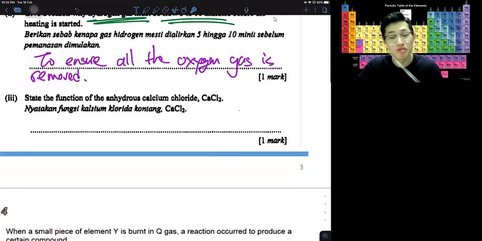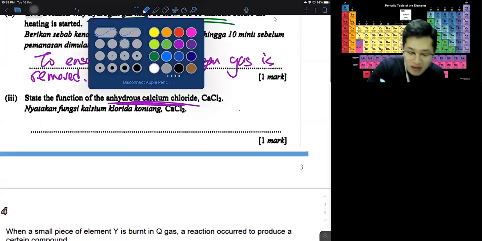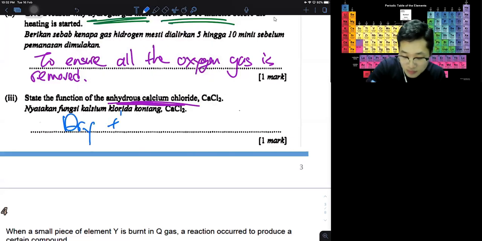What they really want to remove is the oxygen. State the function of anhydrous calcium chloride. So anhydrous calcium chloride, correct? It is used to dry the hydrogen gas.